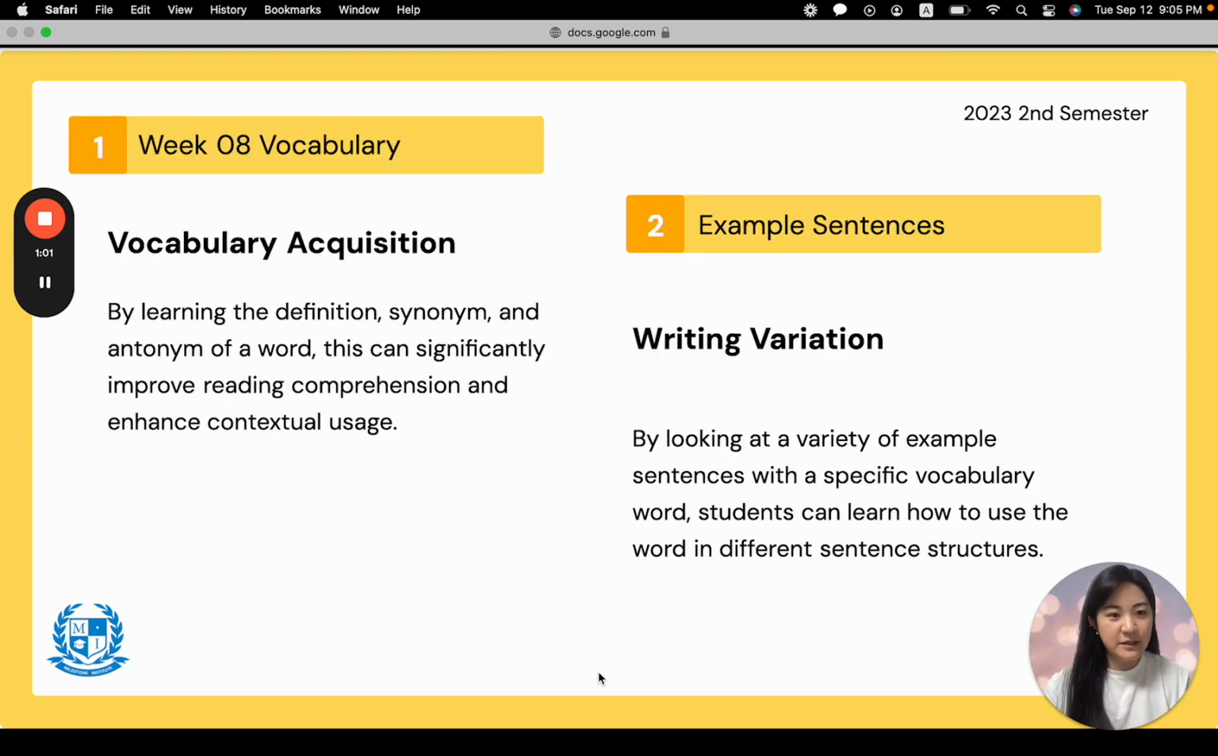So why are we doing this? Why are my parents making me watch this video? First, it is for vocabulary acquisition, for you to understand the definition, the synonym, antonym, and the part of speech of the word. This will help you significantly improve your reading comprehension and enhance your contextual usage on how you use the words. Next, we have our example sentences, which help us with our writing variation. By looking at a variety and many different example sentences with that one specific vocabulary word, students can learn how to use the word in different sentence structures and write it in your essays later, because you know you have to write 5 vocabulary workbook words in your essay.